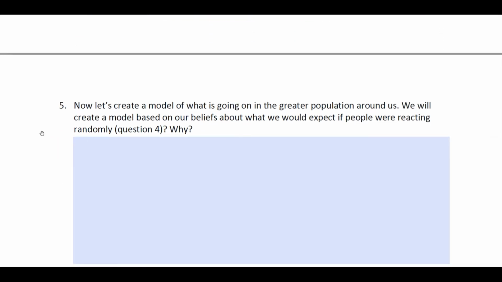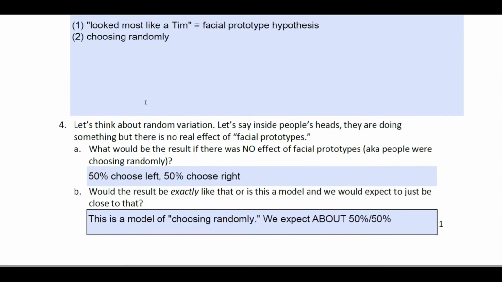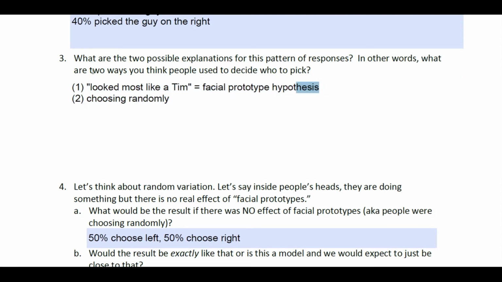So next we want to create a model of what we think may be going on in the greater population around us. And this is a tricky model, right? You may wonder, okay, so what do we base the model on? Do we base the model on the facial prototype hypothesis? Or do we base the model on the choosing randomly hypothesis?